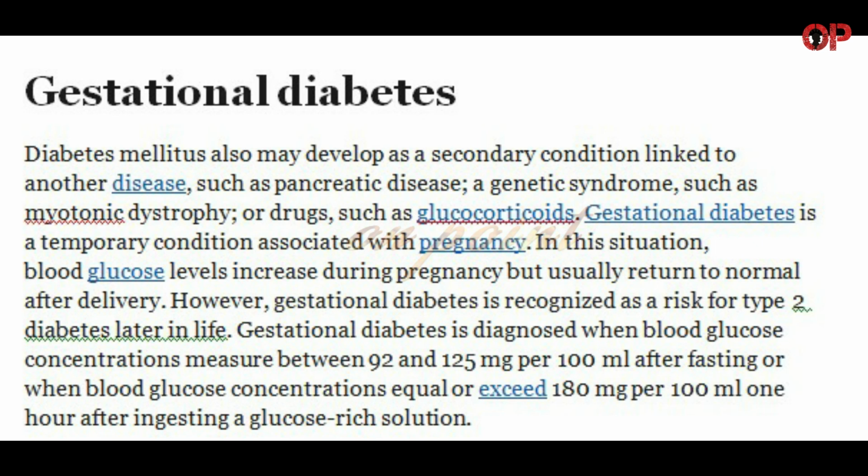Gestational diabetes is diagnosed when blood glucose concentrations measure between 92 and 125 mg per 100 ml after fasting, or when blood glucose concentrations equal or exceed 180 mg per 100 ml, 1 hour after ingesting a glucose-rich solution.